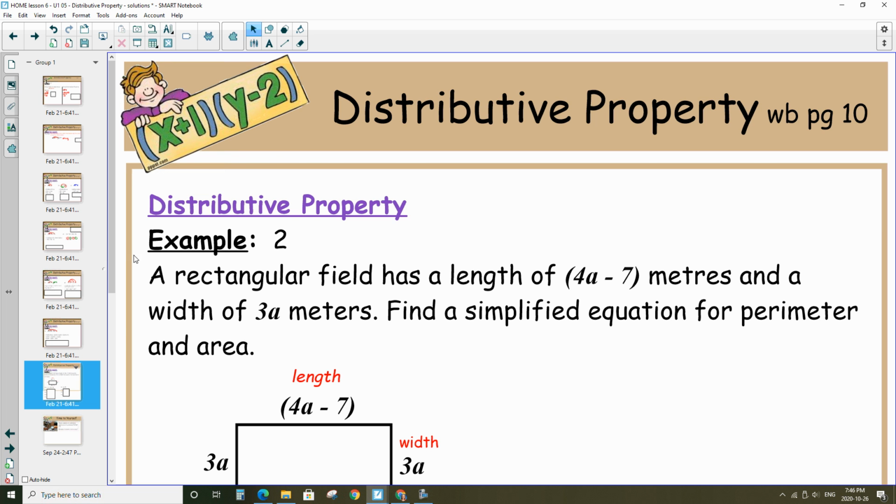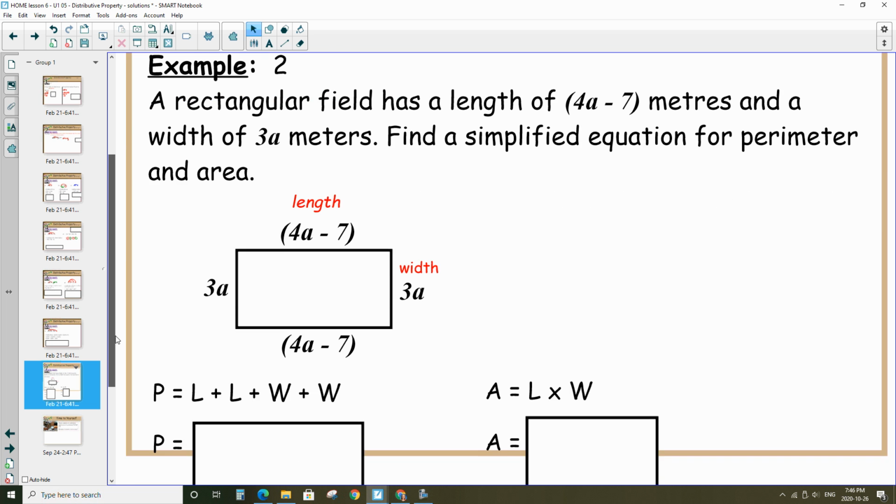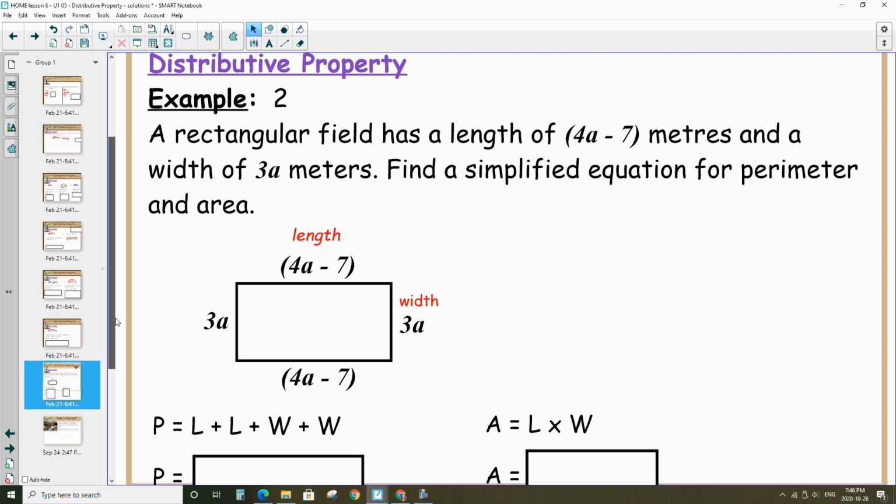The second example I have, and this is the last one, is a small word problem. So we have a rectangular field which has a length of 4a minus 7 meters and a width of 3a meters. We want to find a simplified equation for the perimeter and the area. So I've got my diagram labeled here. I'm calling the 3a my width and the 4a minus 7 my length.